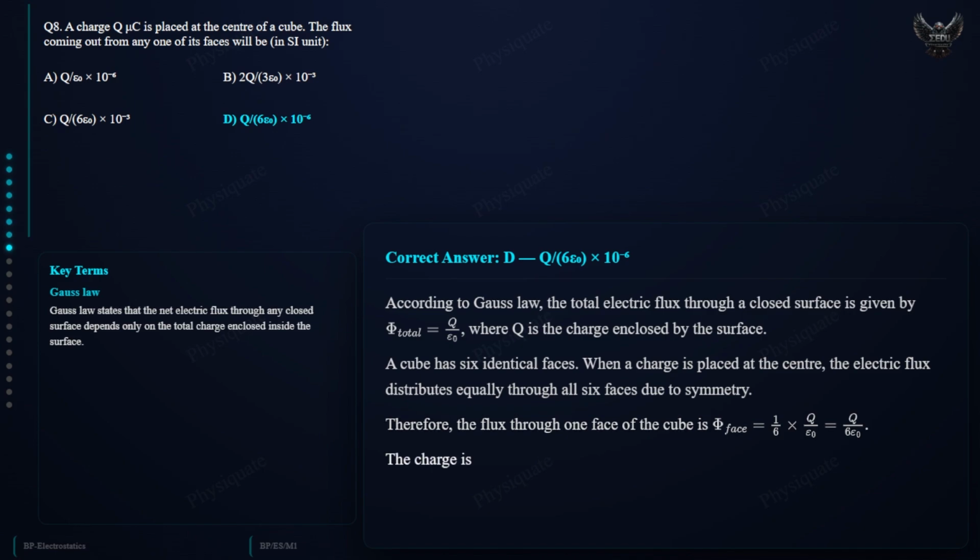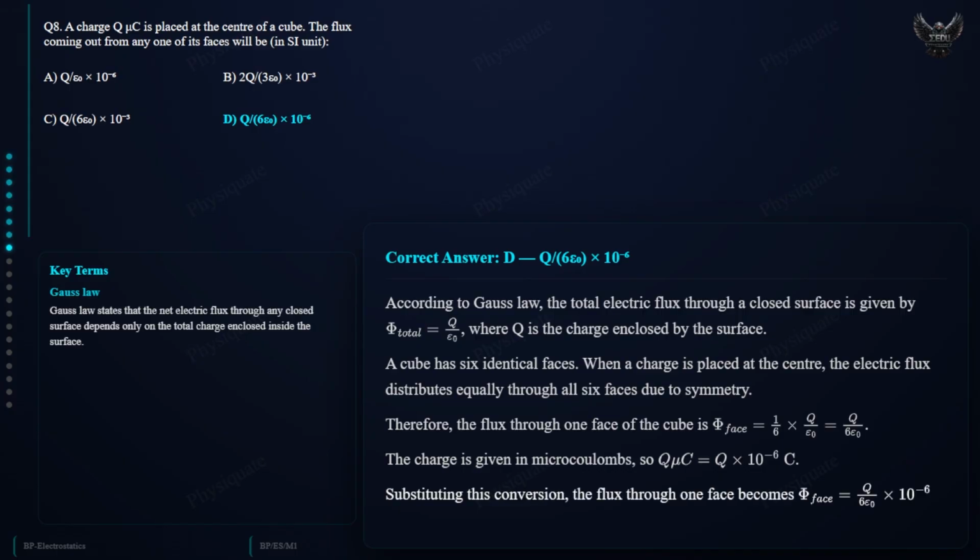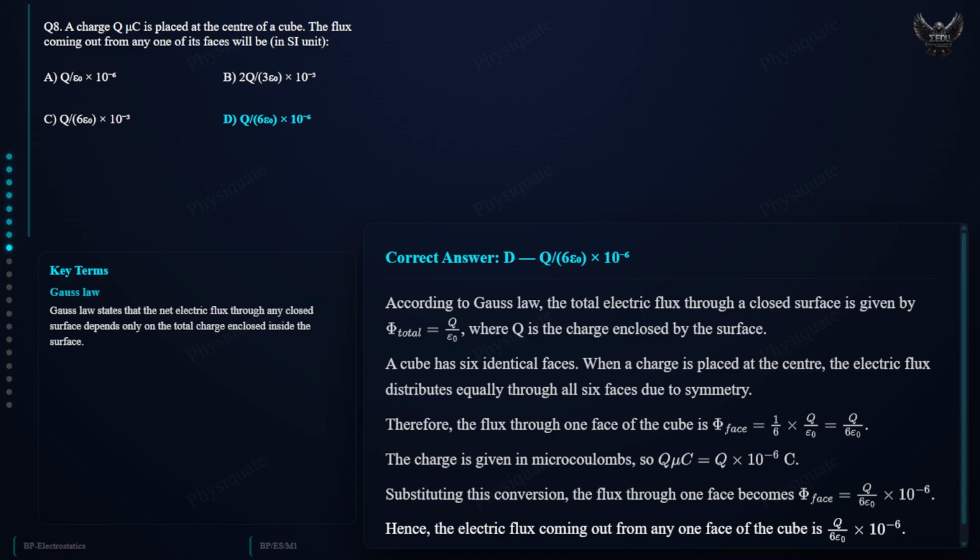The charge is given in microcoulombs, so Q microcoulomb equals Q times 10 to the power minus 6 coulomb. Substituting this conversion, the flux through one face becomes phi face equals Q divided by 6 epsilon 0 times 10 to the power minus 6. Hence, the electric flux coming out from any one face of the cube is Q divided by 6 epsilon 0 times 10 to the power minus 6.